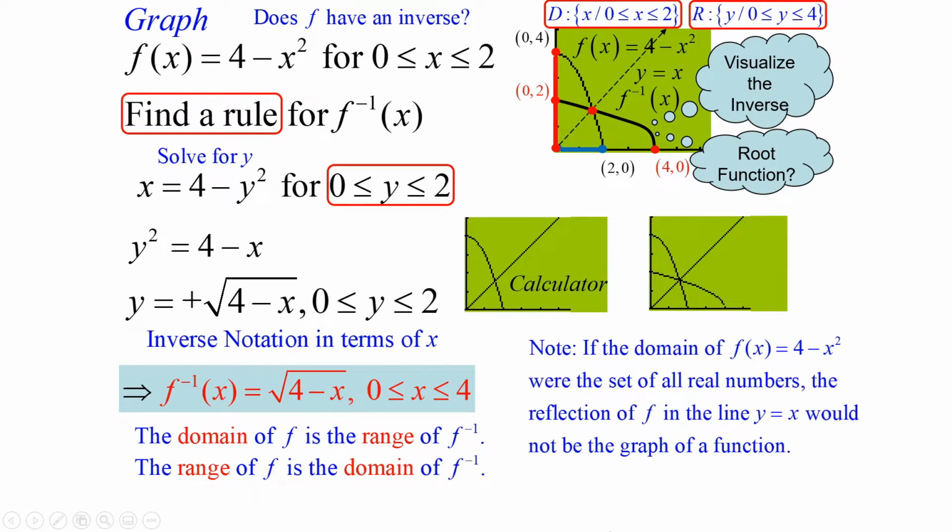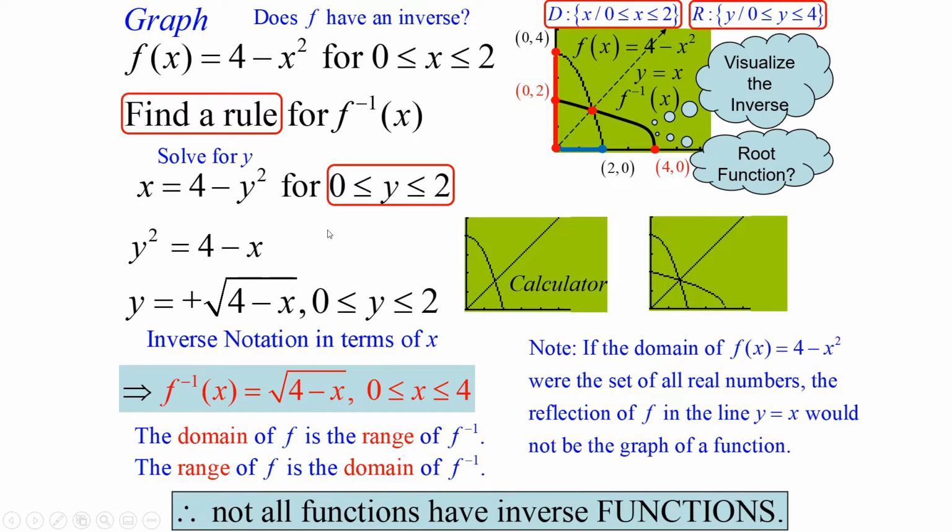Okay, so note, if the domain of f of x equals 4 minus x squared were the set of all real numbers, we could reflect that graph over the line y equals x, but that would not be a function, and I'm about to show you why. So, with that statement then, therefore, not all functions have inverse functions. You can reflect anything over a line y equals x, but that reflection may or may not be a function.